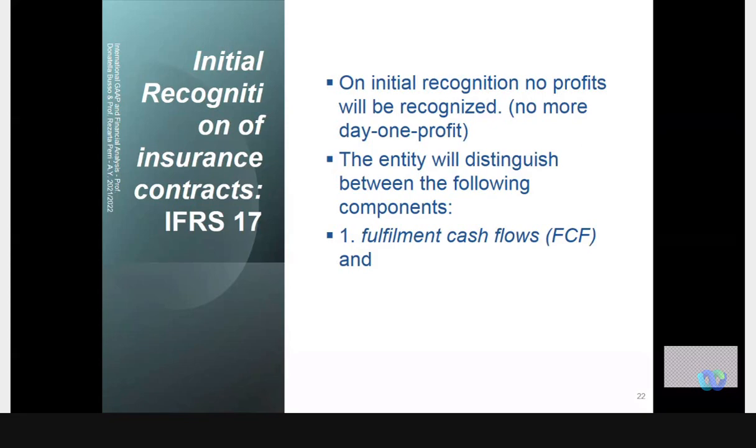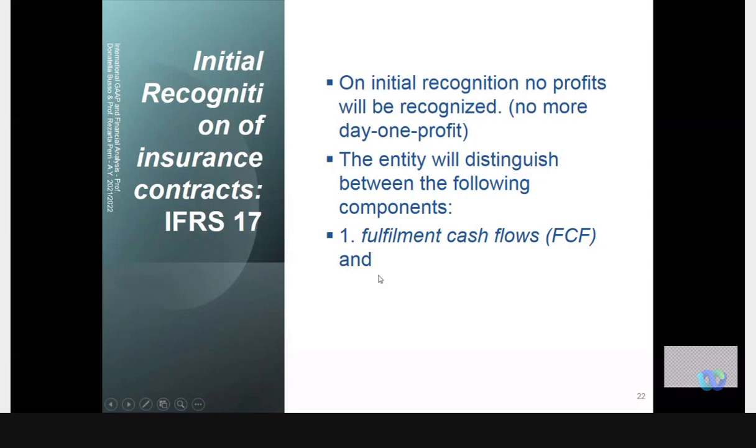In general, every insurance company makes a simple calculation in the mind. I'm having so much money from this contract, this is the premium, I will pay this money, okay, this is the money that is left with me. A kind of profit or result from the contract. This is the fulfillment cash flows.